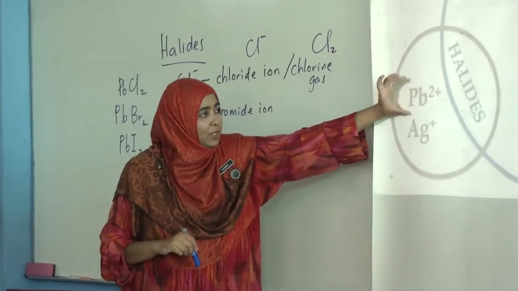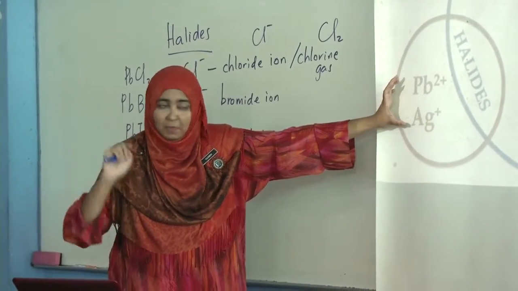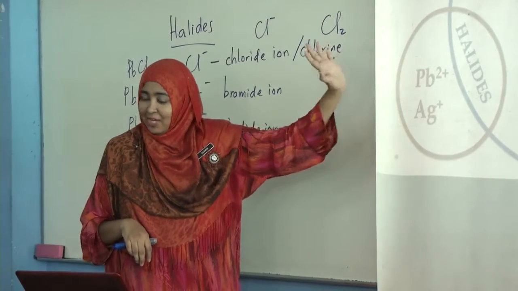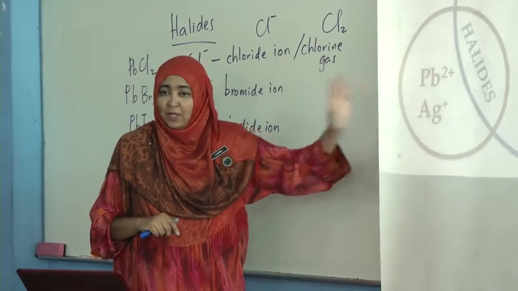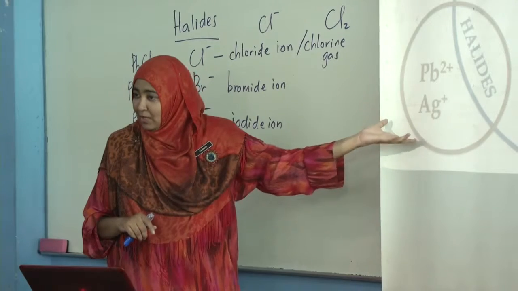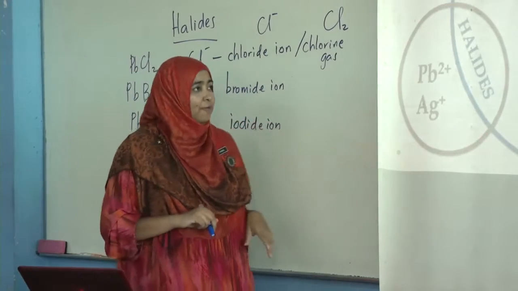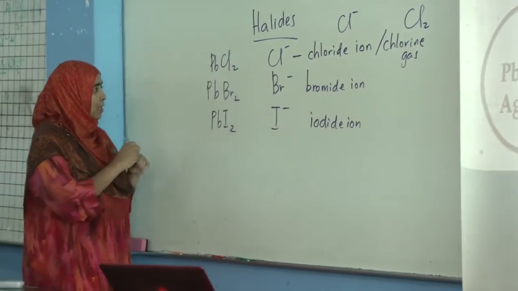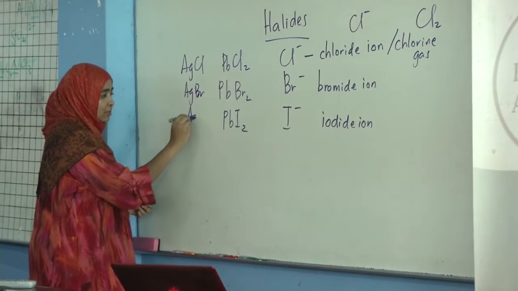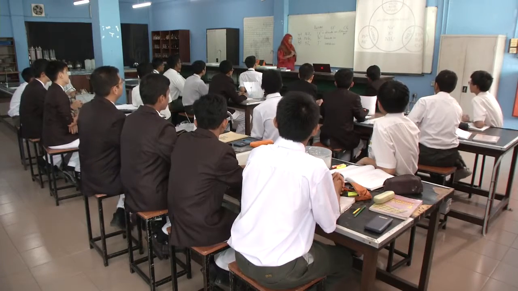So, we replace the words Pb and Ag with other words to make it easier for you to remember. I'll replace this with Permaisuri Agong. If you want to remember lead and silver, it doesn't sound familiar. But if I say Permaisuri Agong, you know what Permaisuri Agong is? Yes, you do. So it's easier to remember. For halides, Pb and then AgCl, AgBr and AgI. Now, clear about this? Yes.